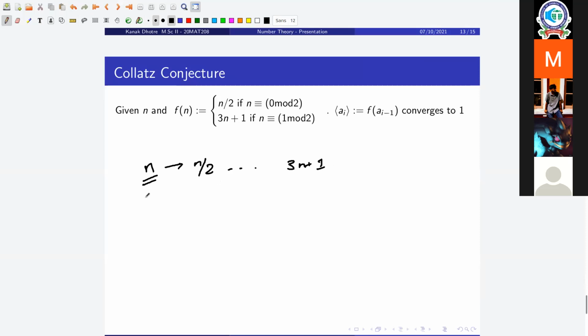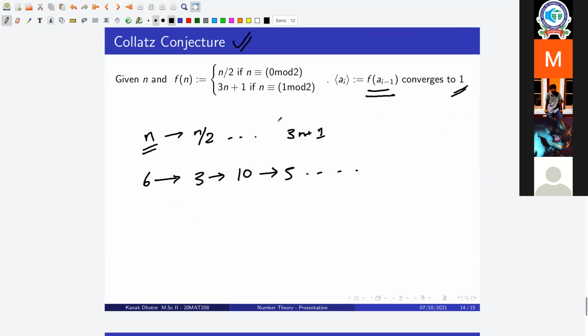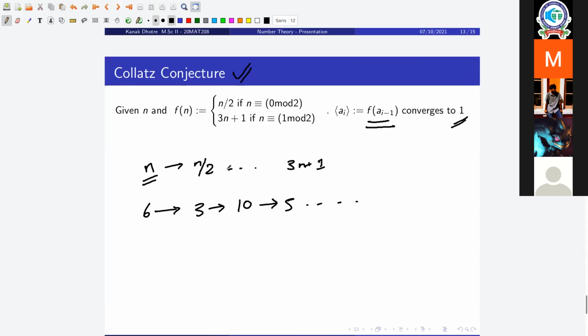So for instance, if I start with something like 6, say, 6 by 2 would be 3, and now 3 is odd, so 3 3s are 9 plus 1, 10, and then 10 is even, so 5, and so on and so forth. So what this conjecture says is that eventually this sequence will converge to 1. Now the interesting deal is this, we call it a conjecture because it's still not proven. It looks like a fairly easy result, but no one has been able to give a concrete proof yet.